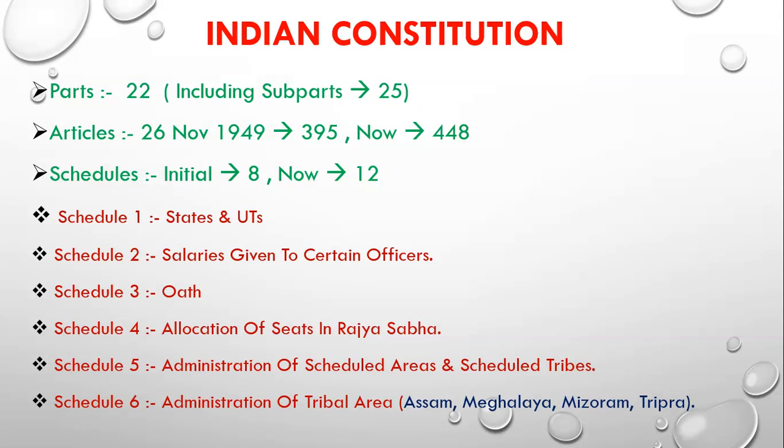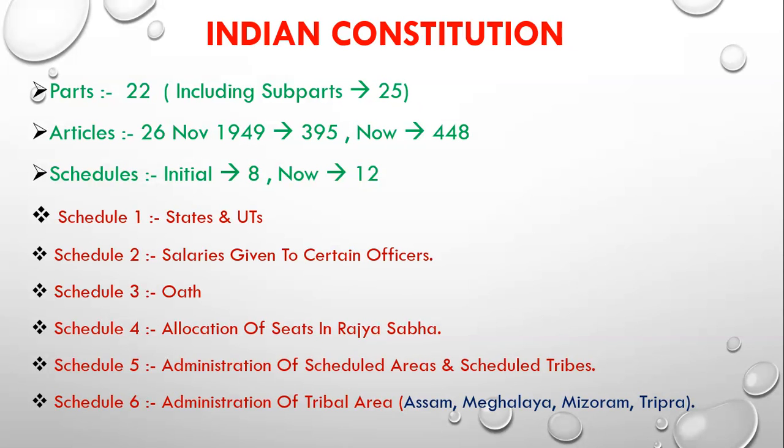Okay, similarly Schedule 2 is salaries given to certain officers. Okay, now what is this? It means there are many officers, for example president, speaker. So Schedule 2 mentions the salary given to certain officers.